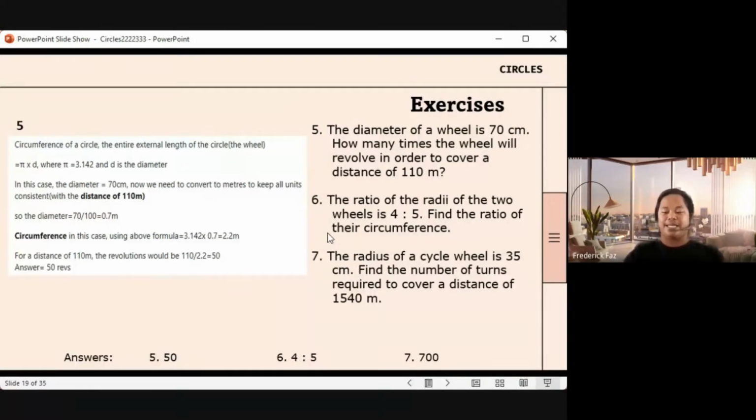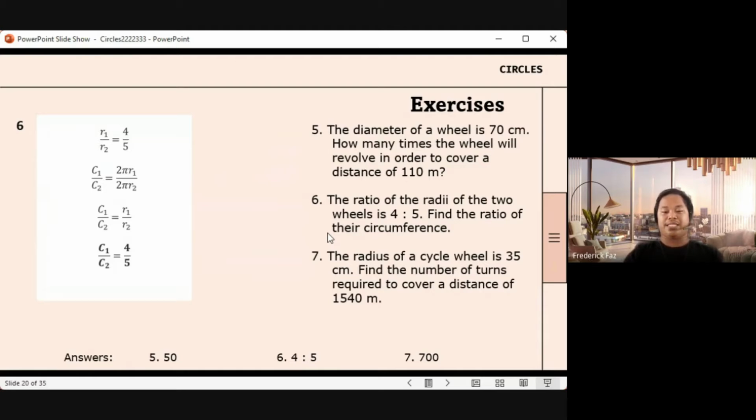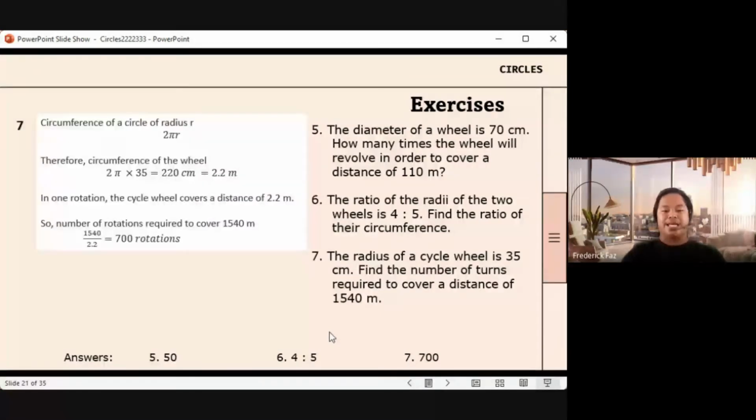For number 6, the ratio of the radii of two wheels is 4 is to 5. Find the ratio of their circumference. We can conclude that the ratio of the radii of the two wheels is equal also to the ratio of their circumference. So if the ratio is 4 over 5, the ratio of the circumference also is 4 over 5.